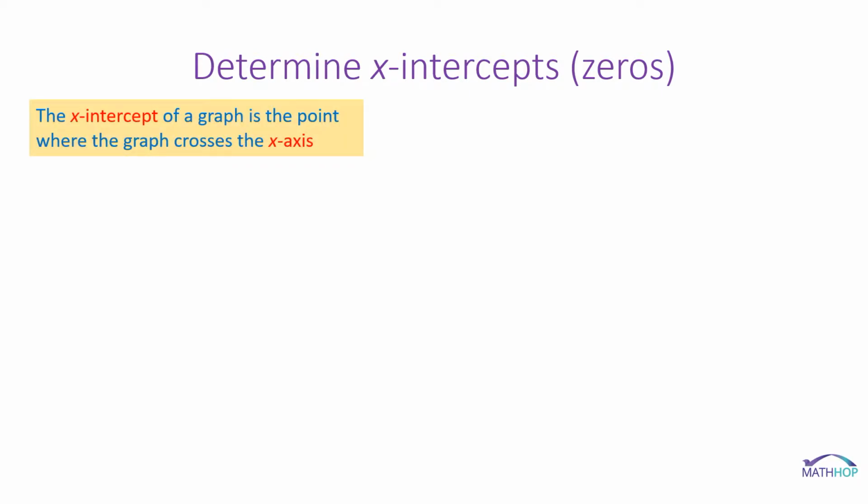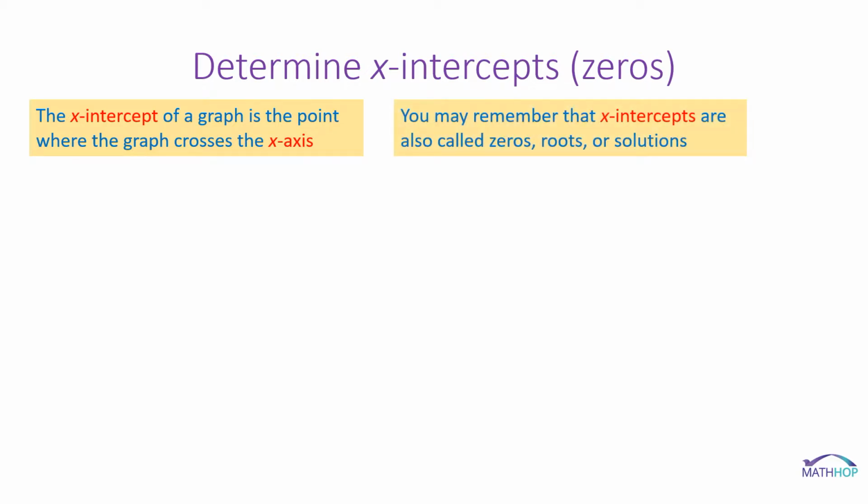Remember that the x-intercept of a graph is the point where the graph crosses the x-axis. And in fact, it should say x-intercepts because many functions have several x-intercepts. Also remember that we have several different names for x-intercepts. They are also called zeros, roots, or solutions. Usually when we get to pre-calculus, we simply stick to zeros or roots, but you may see any or all of them used.